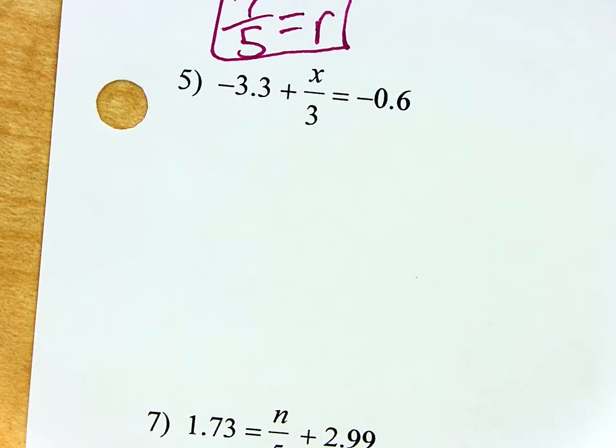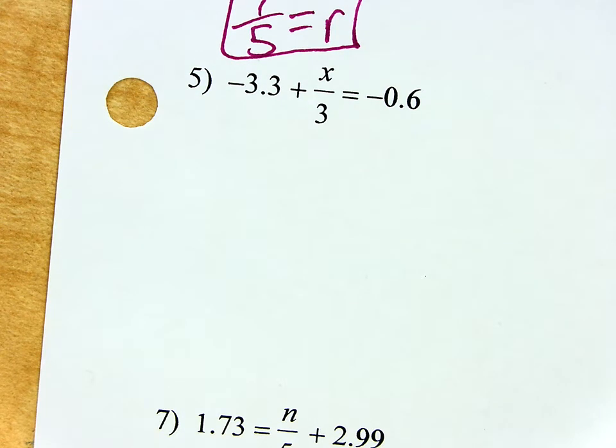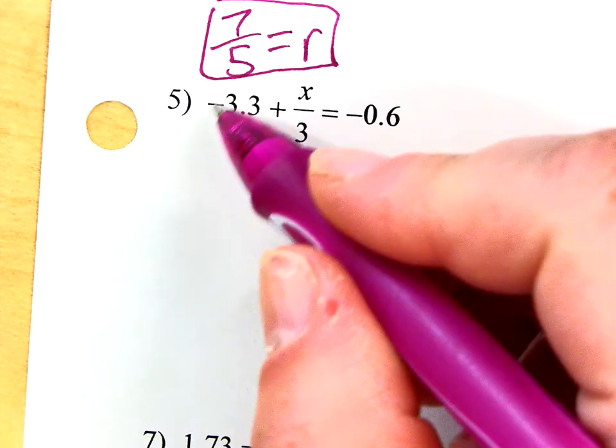What I cannot do is clear the decimals in this one until I get rid of the fraction. I'd have to get rid of the fraction first. And then if I wanted to clear my decimals, I could. So let's try that. Let's multiply everything by 3.